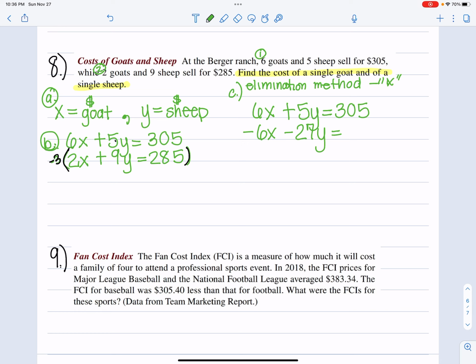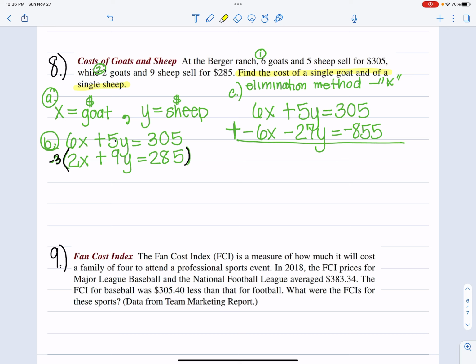Negative 3 times 285, I got my calculator, I get negative 855. Did everybody get that? When you multiply it in the calculator? So 285 times negative 3 is negative 855. Now remember here, I need to add, not multiply, sorry. So I'm adding that. Is everybody with me?